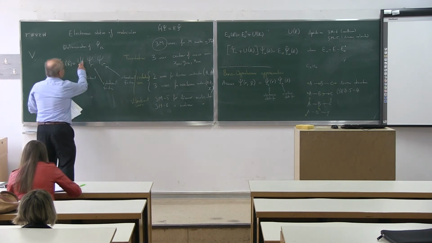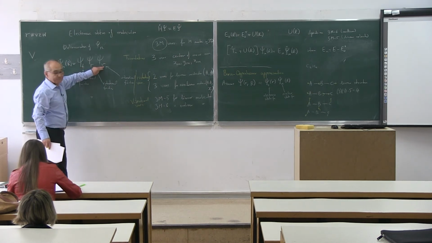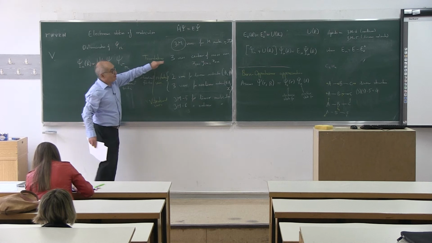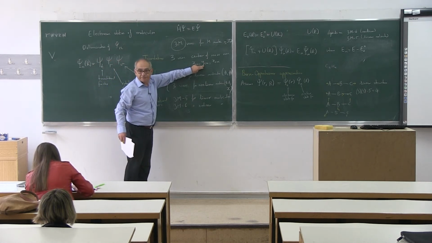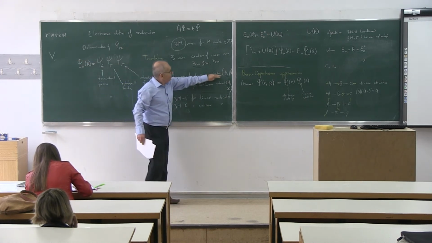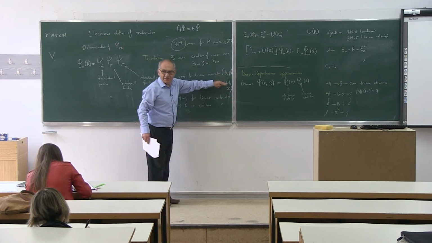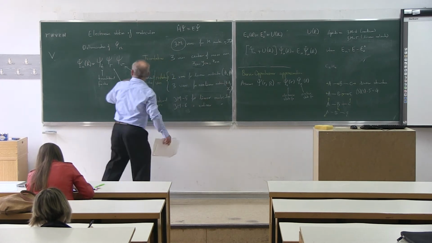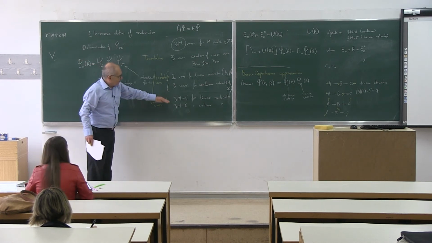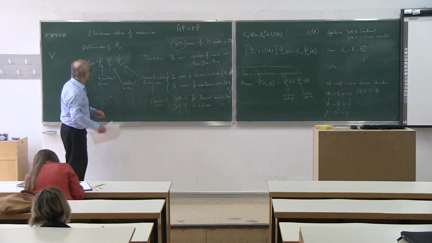Okay, now in this factor, translational factor times rotational factor times vibrational factor, this function depends only on the translational variables, these 3 variables. The second one, the rotational factor, depends only on the rotational variables. If it is a linear molecule, there are just 2 angles, and if it is nonlinear, there are 3 angles. And the third factor depends on the remaining variables, the vibrational variables, and that's why we call it the vibrational wave function.